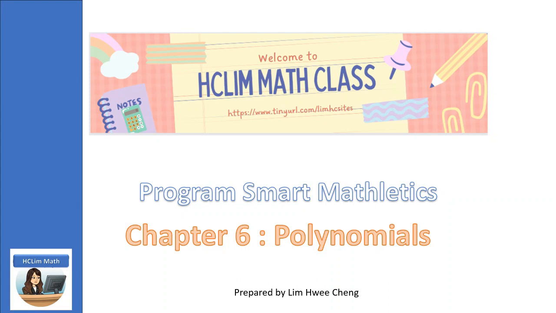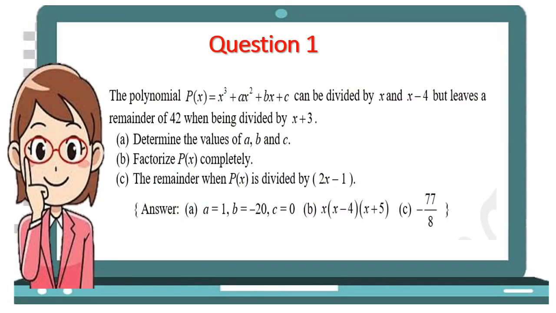In this video, I'm going to discuss with you the answers for Chapter 6 Polynomial, Program Smart Mathletics. Question 1. We're going to solve the question on a polynomial which can be divided by x and x minus 4, but leaves a remainder of 42 when divided by x plus 3.